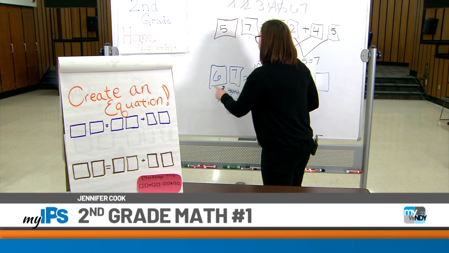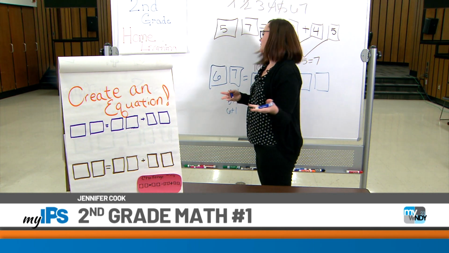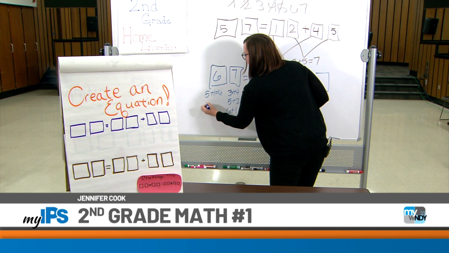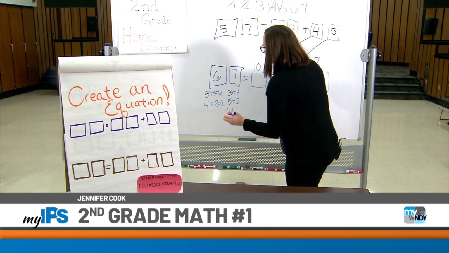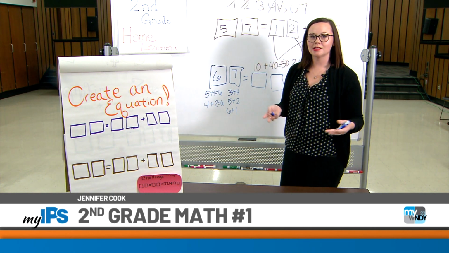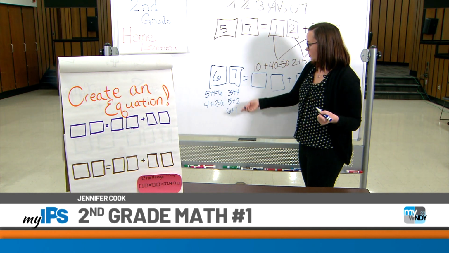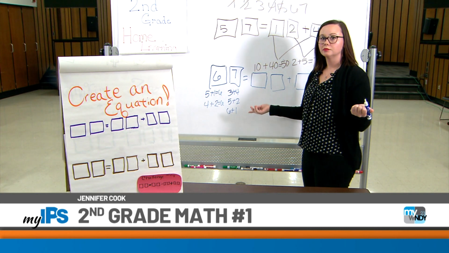So let's go over here and come up with ways to make 6 tens. So I have 5 plus 1 ten equals 6 tens. I have 4 plus 2 equals 6 tens. And then I can't use 3 plus 3 because that would be using the same number again. So which numbers would work out for you?